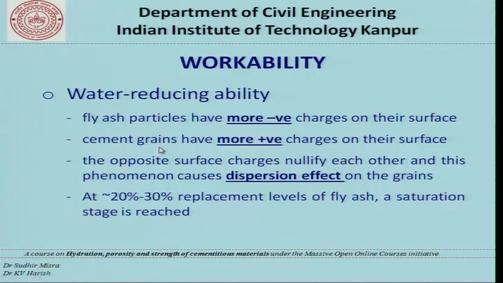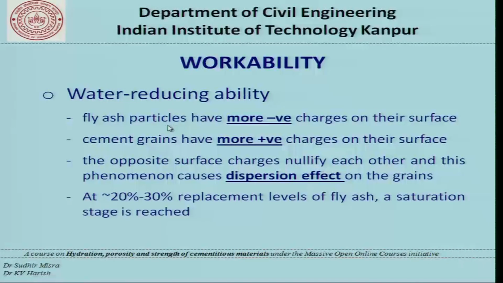In the case of cement grain, you see that calcium oxide quantity is substantially higher, and hence the cement grains are considered to be largely carrying positive charges on their surfaces. So, cement has more positive charges, fly ash has more negative charges. The opposite surface charges nullify each other when they are used together in a mixture, and this phenomenon causes dispersion effect.